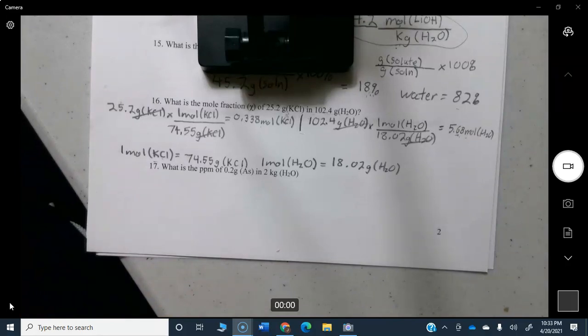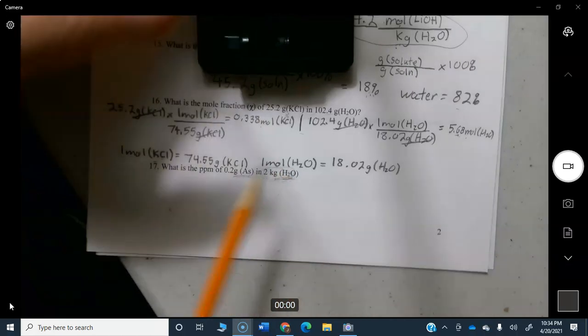So what is the parts per million, ppm, of 0.02 grams of aspartame in 2 kilograms of H2O? H2O is the solvent, and this is the solute. But parts per million is grams of solute over grams of solution. So you're going to have to add these two together. The only conversion you have to make is that you've got to turn this into grams.